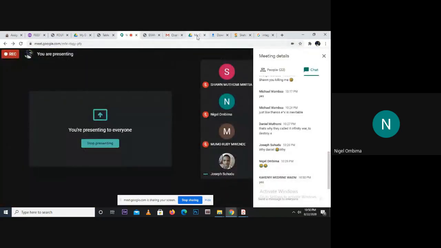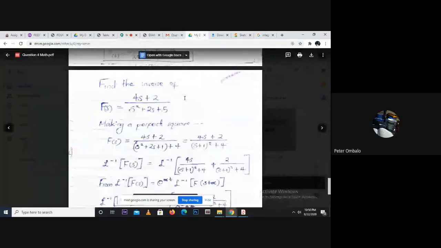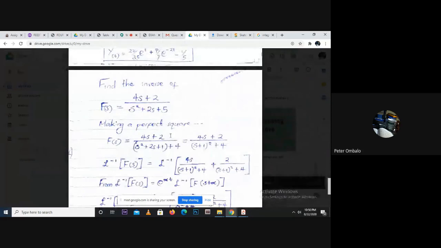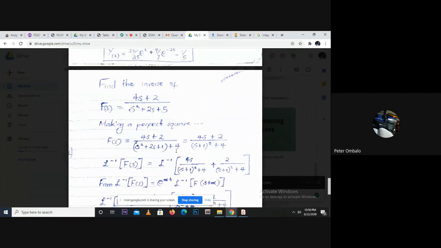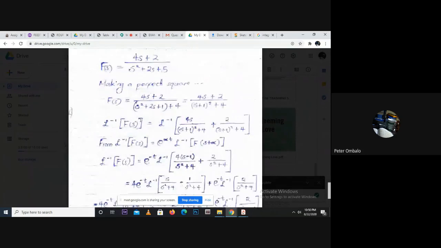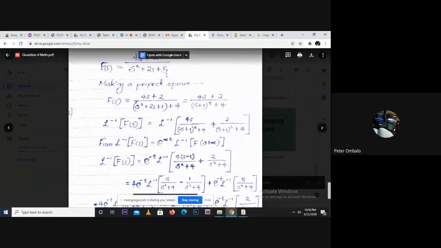Okay. Right. So let's get the inverse of this one. To find the inverse of a Laplace transform, since we have a complex fraction here, we want to find a way to make it simpler. We want to break it up so that we can find its inverse on the Laplace table, or at least an inverse that we already know. So first you'll want to make it a perfect square, because you can't separate this into the product of two fractions.